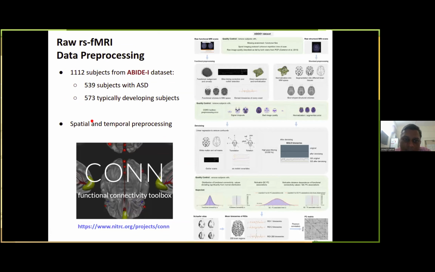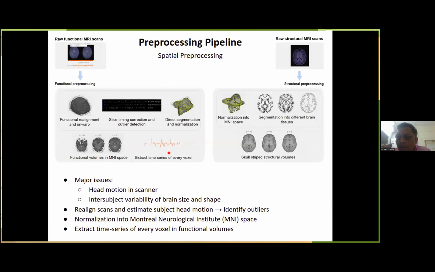The spatial and temporal pre-processing of this data was done using a toolbox known as the Functional Connectivity Toolbox. It's an openly available toolbox. Briefly, the pre-processing involved both spatial pre-processing and temporal pre-processing. And in these pre-processing steps, you're trying to address a few issues. Maybe there is head motion in the scanner. There could be inter-subject variability of brain size and shape. You need to realign the scans, estimate subject head motion and identify the outliers. Then you may have to normalize to MNI space. And finally, you want to extract the time series of every voxel in functional volumes.